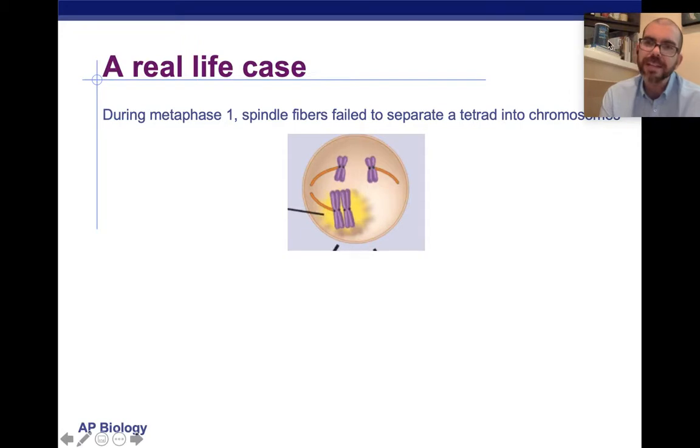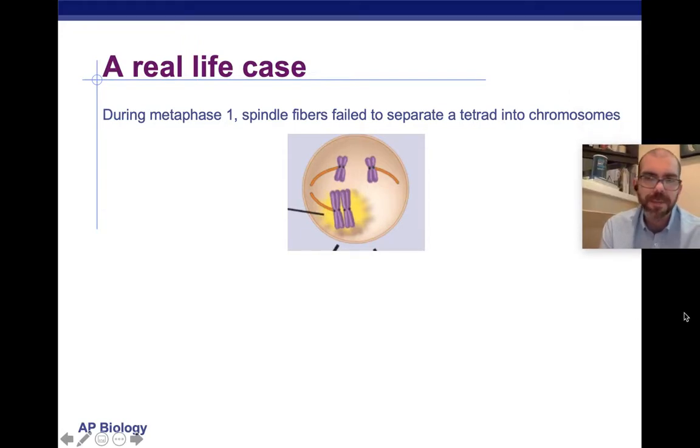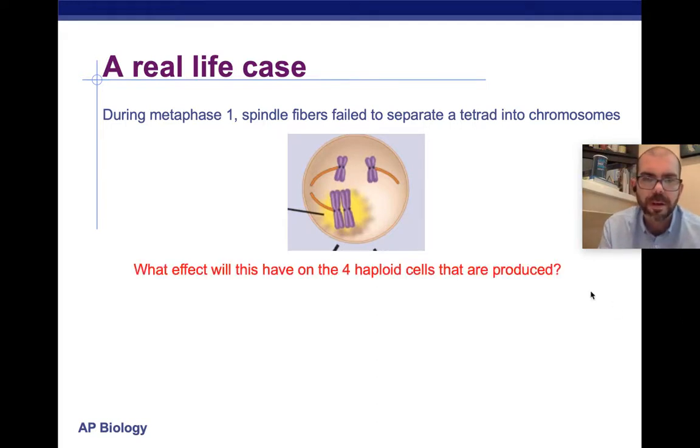This is a real case study, by the way. This is something that affects a lot of people. During metaphase 1, spindle fibers normally attach to each side of the tetrad so that each side gets 1 chromosome. But check out what's happening in this diagram. Here, there was no spindle fiber on the right. So now I have a tetrad moving this way and nothing over here. What effect do you think that's going to have in the 4 cells that I end up producing at the end of meiosis? Make a prediction.